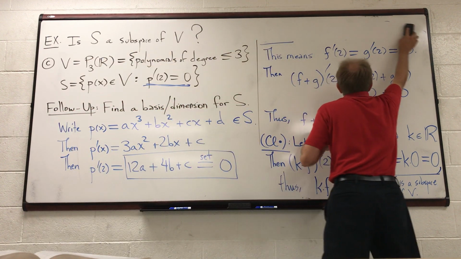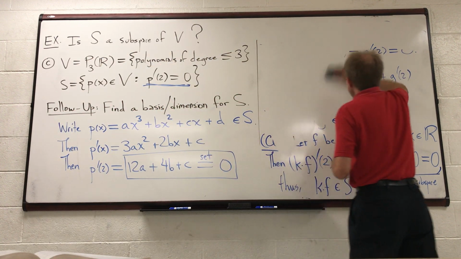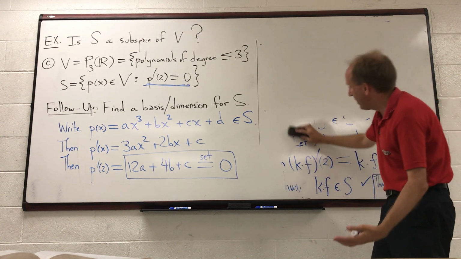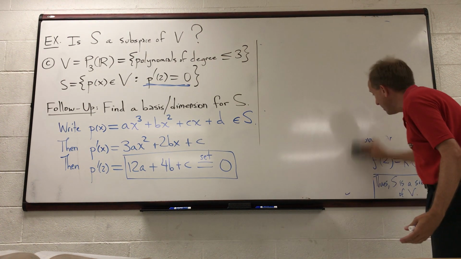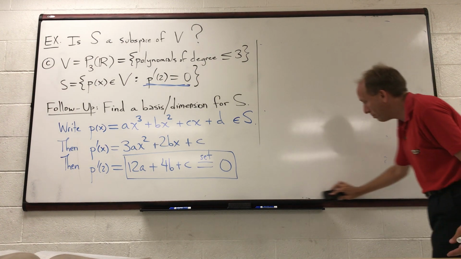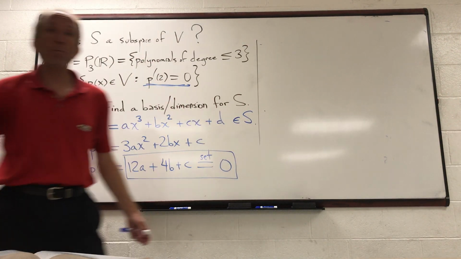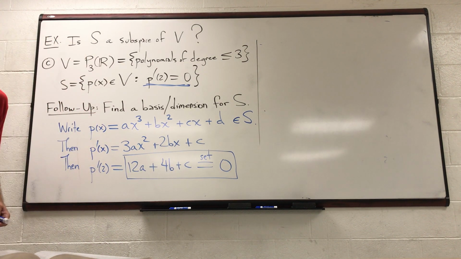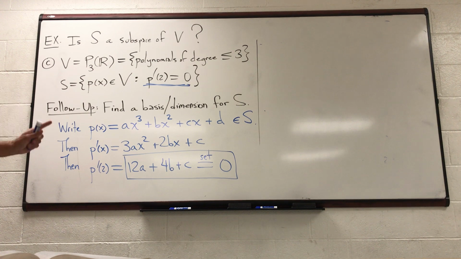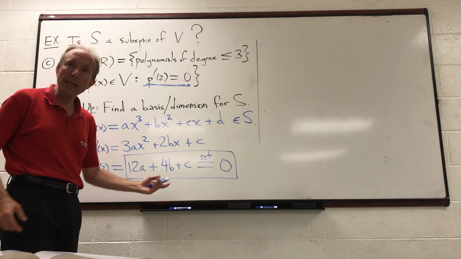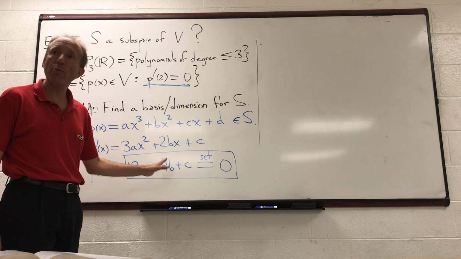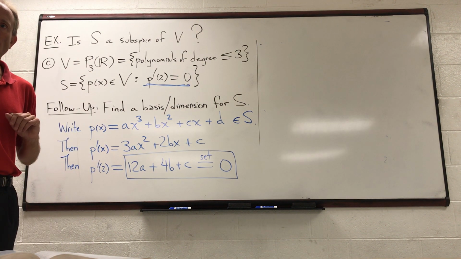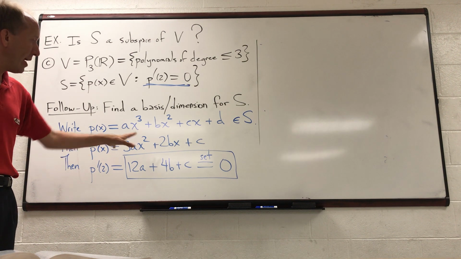Okay, so let's come back over here. That actually gives us a constraint. Not every polynomial in P3 of R is going to be part of S. Only those polynomials that meet this condition. So the point of this is that I have actually 3 free variables. What are the 3 free variables that I have in this equation?